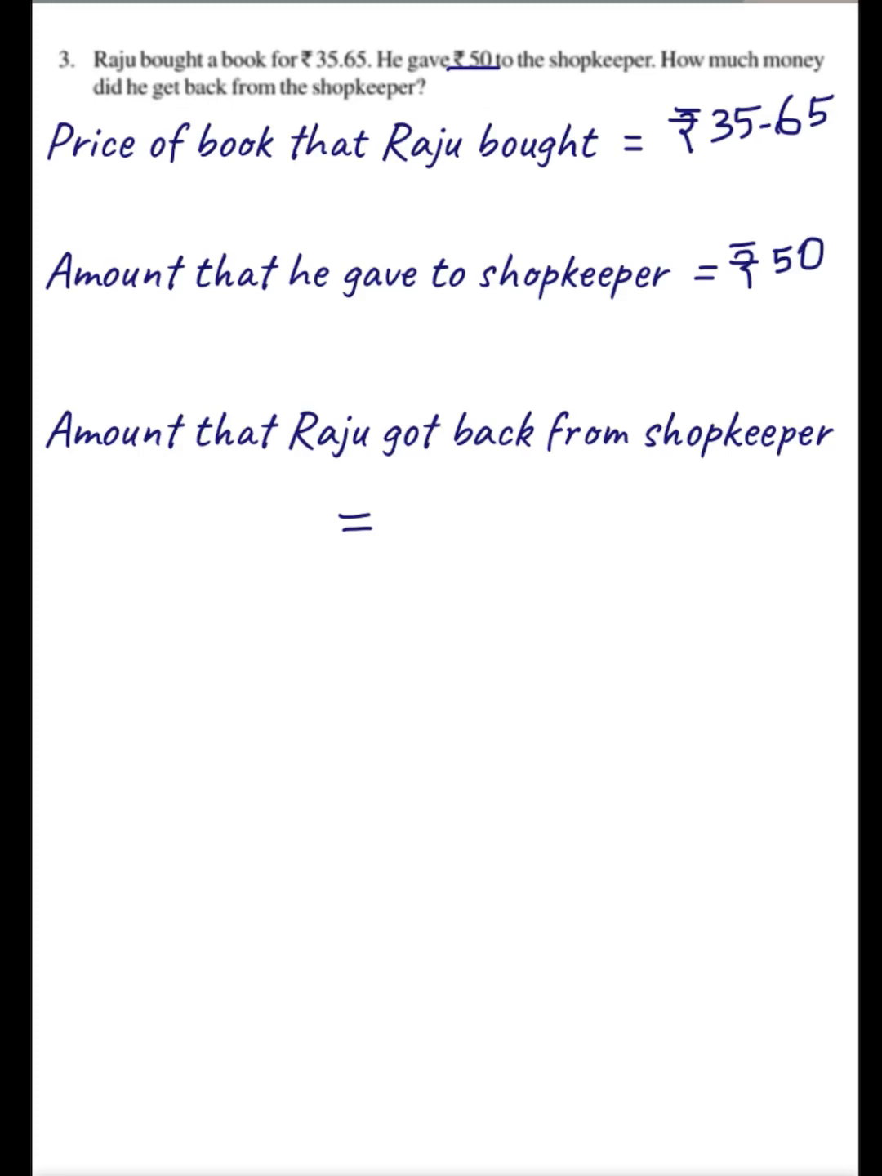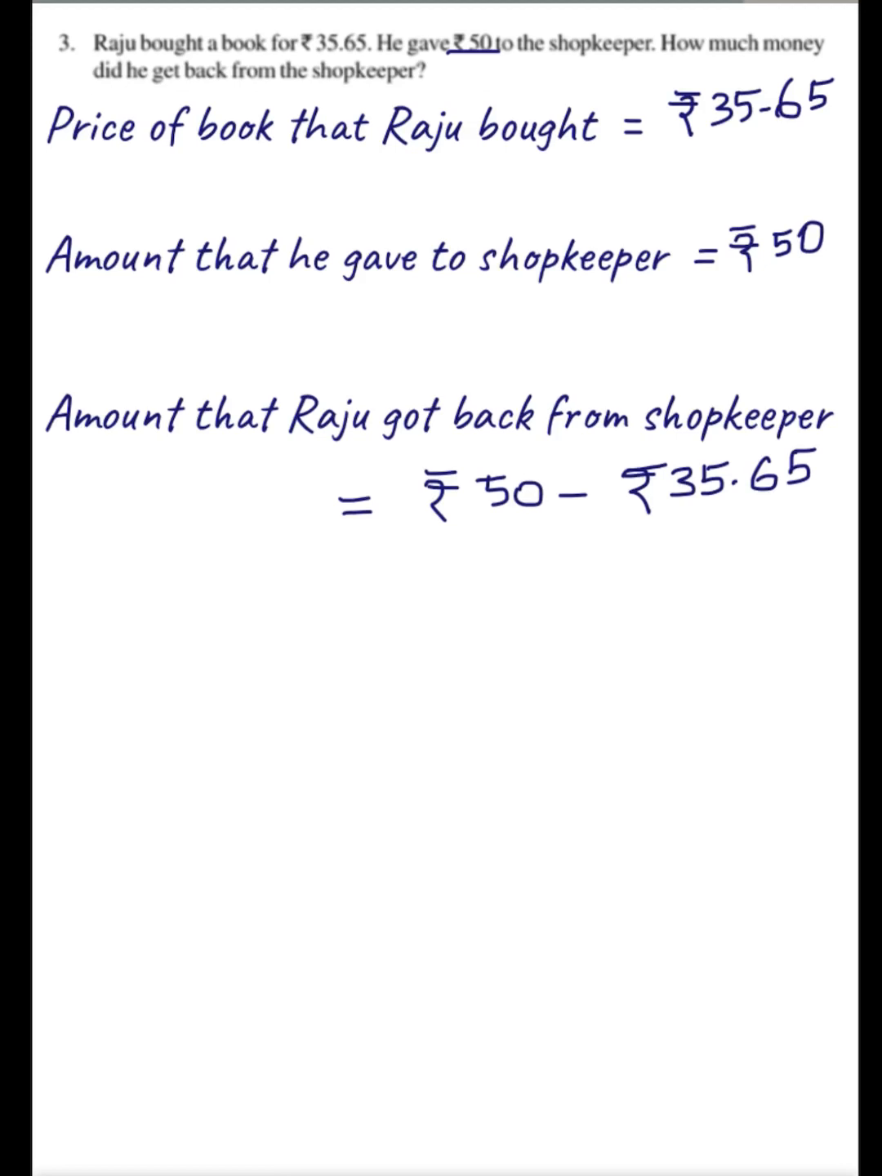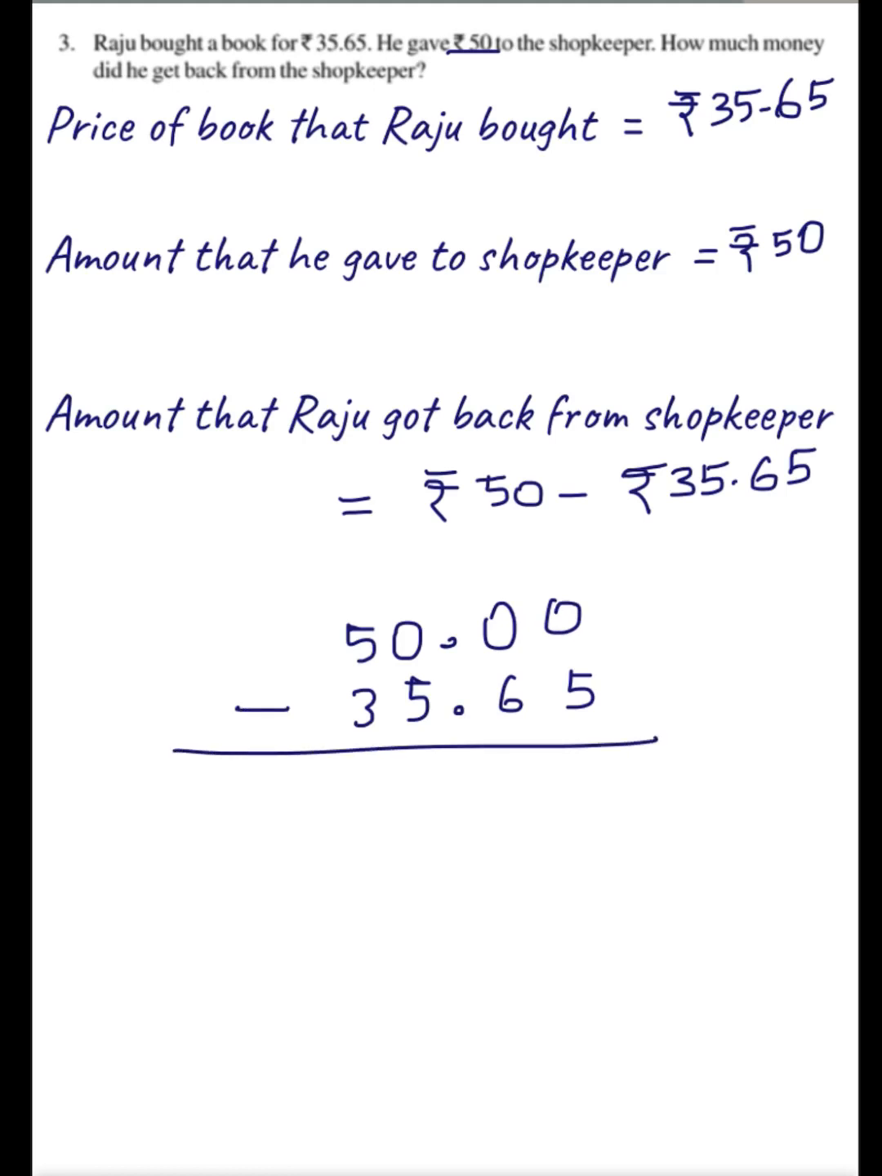How will you find it? For doing that, you have to just subtract the price of the book from the amount that he gave to the shopkeeper. That is rupees 50 minus rupees 35.65. Okay, this you have to do. So let's do that. The first number is 50. Let's write 50 first, 50.0, in this way. And the second one is 35.65. So the points should be in the same line. So 35 will come here and 65 will come here. So 50.00 you have to put. And now you have to do the subtraction.